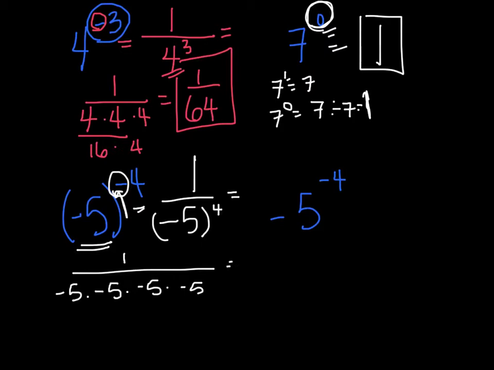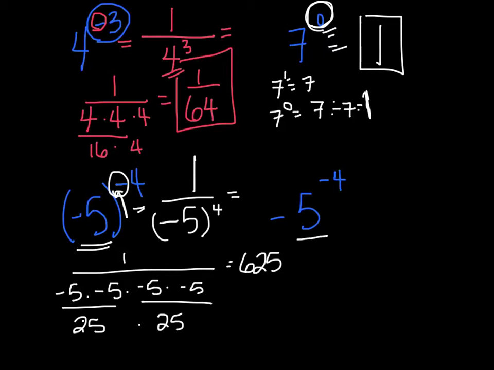Now, is this complete? Is this finished? No, I have a ton of math I can do. Negative 5 times negative 5 is a positive 25, and negative 5 times negative 5 is a positive 25 again. And 25 times 25, if I plug that into a calculator, I get 625. There's my answer.